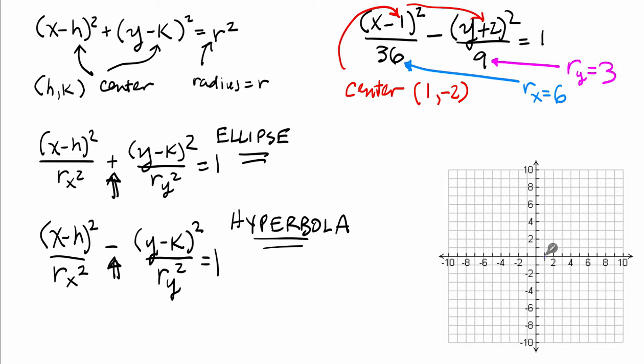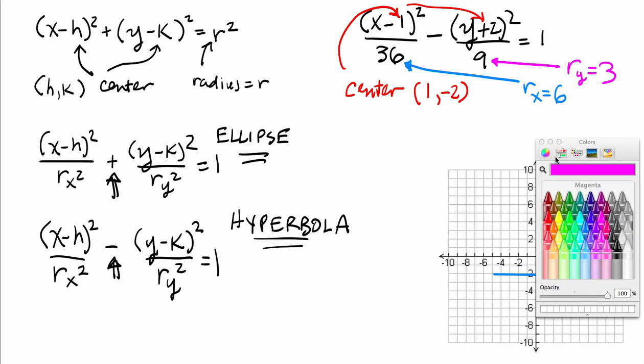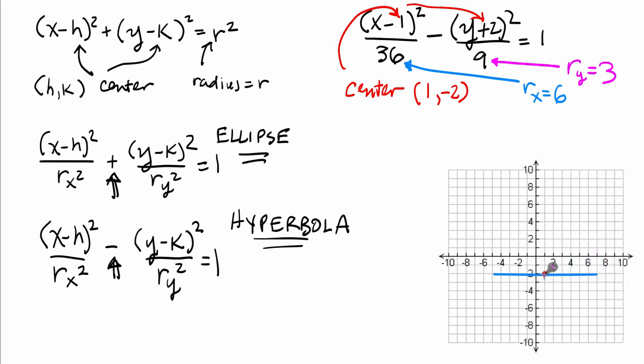Let's go find 1 comma negative 2, that's the center, and let's mark off the distance 6 to the right and 6 to the left. That's all the way out to 7, and all the way to the left to negative 5, and mark off the distance 3 above and below.